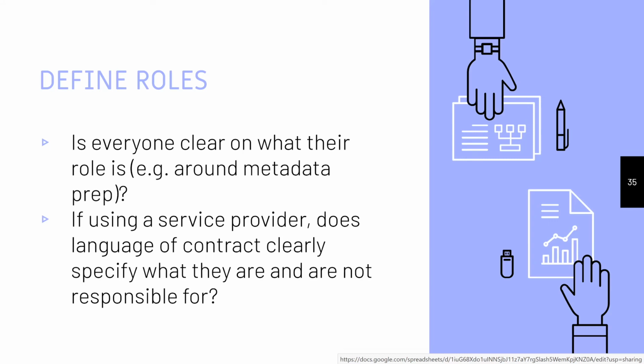Typically speaking, if you are using a service provider, the language in the contract will clearly identify what they are responsible for and what they're not responsible for. This is important to have in the contract, and it's likely that your procurement office will require it.